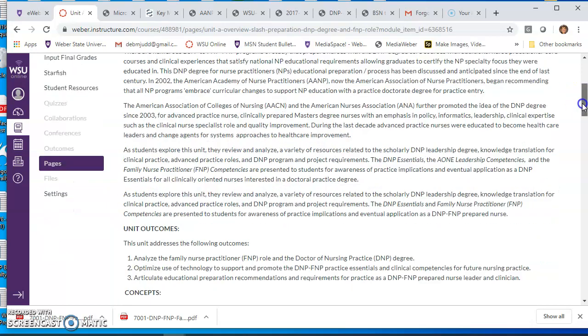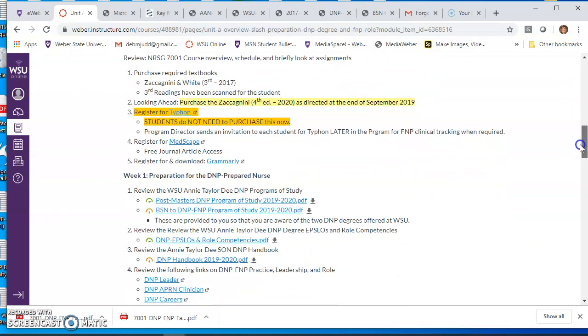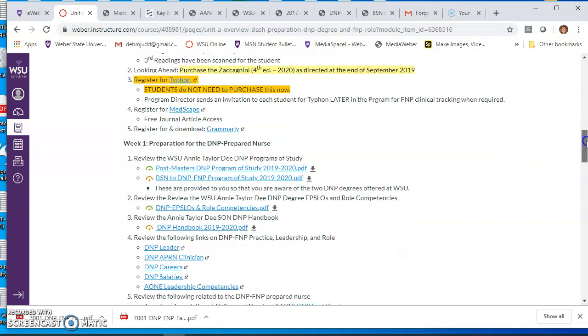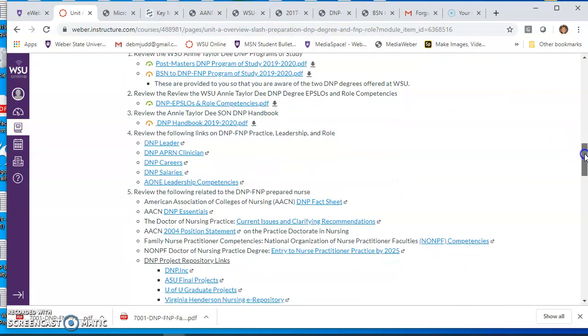As you move on down, there's a number of links here. The first thing is to remind you that I've provided the Zaccagnini readings up until the end of September for you as PDFs, and to remind you that right now you do not need to purchase the Typhon application. We'll talk about that in the future. So I've opened up here a few of the different links, but as you can see, everywhere that's blue, that will take you directly to the link.